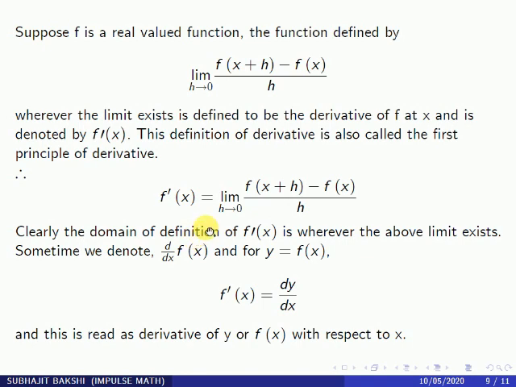This is noted as f dash x equal to limit h tends to 0, f(x plus h) minus f(x) by h. Clearly the domain of definition of f dash x is wherever the above limit exists. Sometimes we denote f dash x as d by dx of f(x), and for y equal to f(x), f dash x equal to dy by dx, and this is read as the derivative of y or f(x) with respect to x.